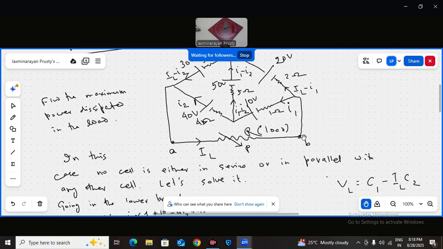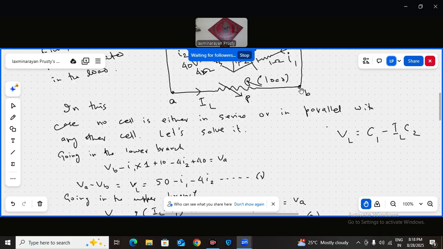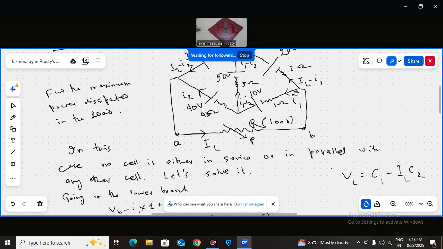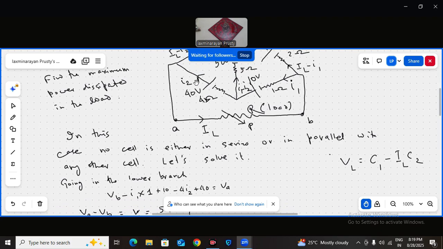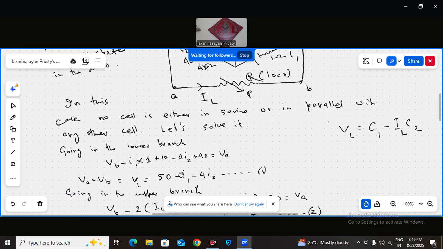So now travel from B to A through the lower branch. You can do this easily. Write VB first, minus I1R because I am traveling in the current flow direction, plus 10 because going from minus to plus. Then minus 4I2 plus 40. That is VA. But I have to write VL. So VA minus VB is equal to 10 plus 40, 50. VA minus VB, which is VL, is equal to 50 minus I1 minus 4I2. This is confirmed, no error. This is equation 1.